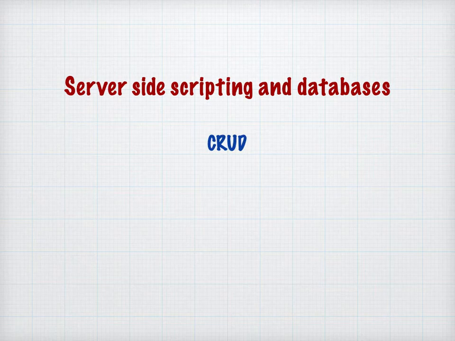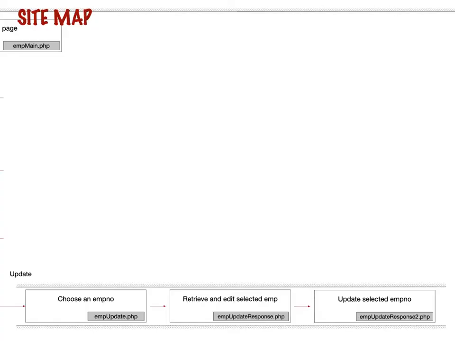Okay, let's continue with the CRUD operations. And we're working on this update path. And we've done the first one, which was the update. And there we're going to get the user to type in an employee number. What we need to do now is move on to the middle page.